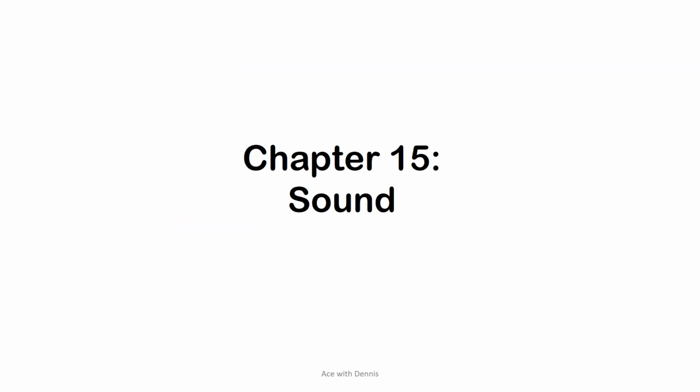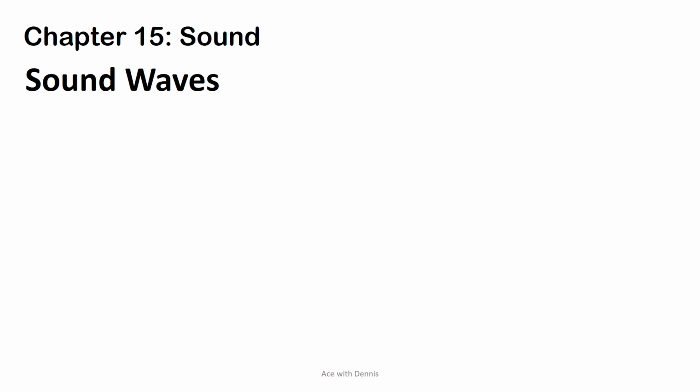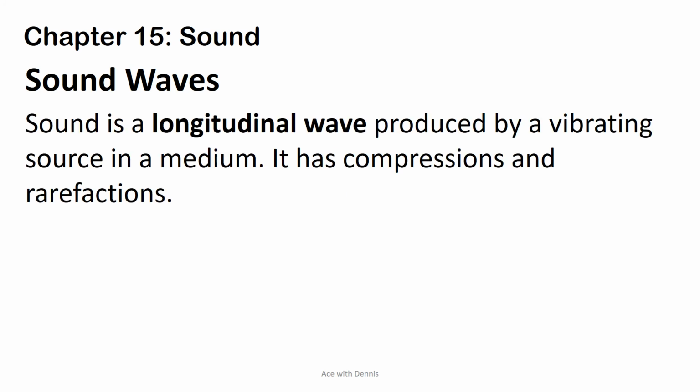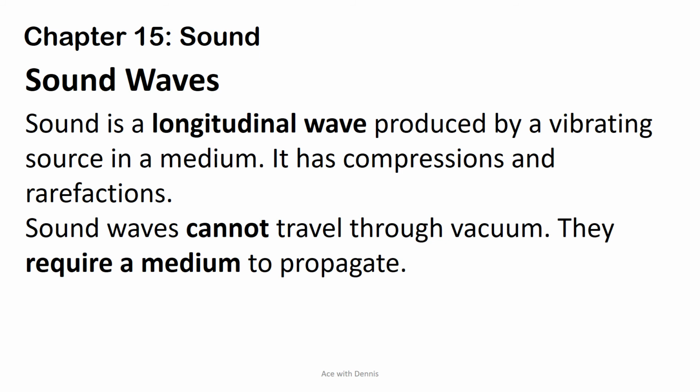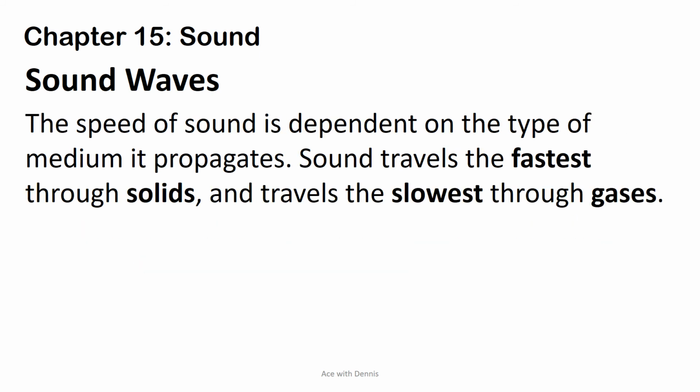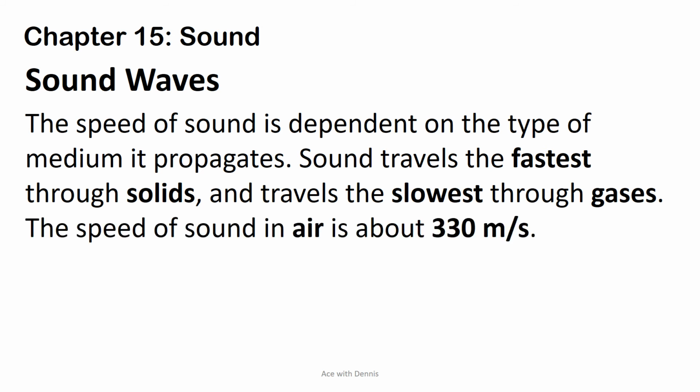Chapter 15. Sound. Sound waves. Sound is a longitudinal wave produced by a vibrating source in a medium. It has compressions and rarefactions. Sound waves cannot travel through vacuum. They require a medium to propagate. The speed of sound is dependent on the type of medium it propagates. Sound travels the fastest through solids, and travels the slowest through gases. The speed of sound in air is about 330 meters per second.